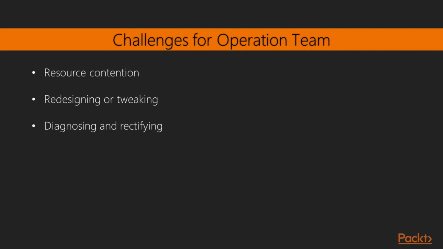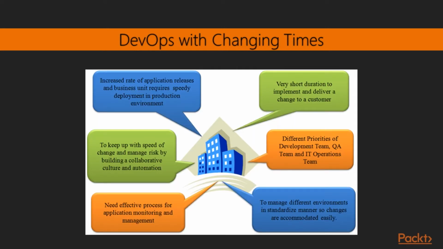Resource contention. It is difficult to handle increasing resource demands. Redesigning or tweaking. This is needed to run the application in the production environment. Diagnosing and rectifying. They're supposed to diagnose and rectify issues after application deployment in isolation. DevOps with the changing times.